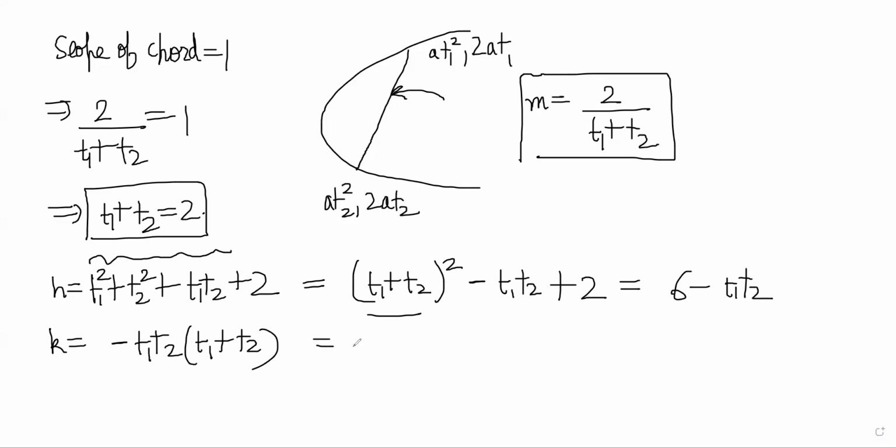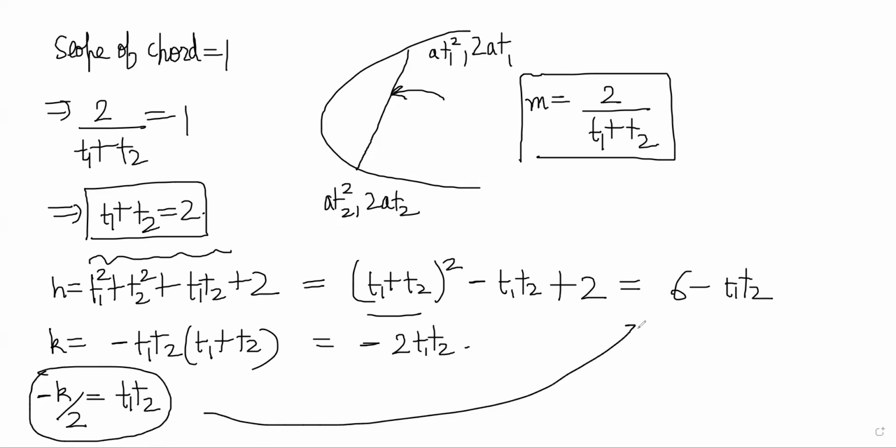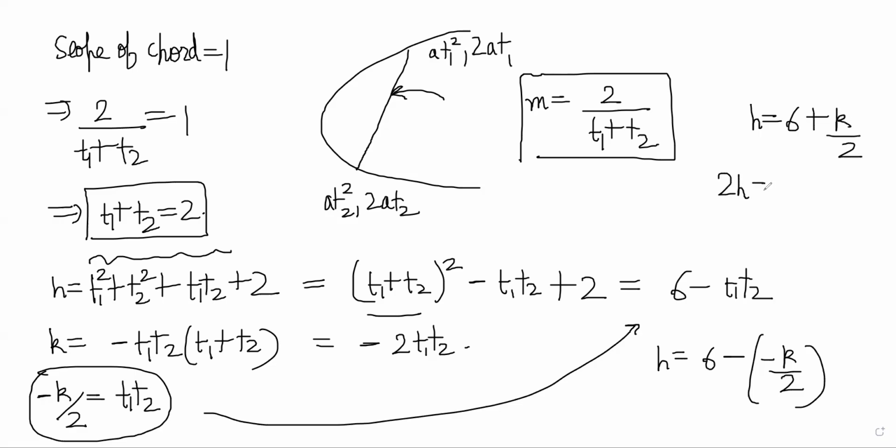And what is this expression? This is minus 2 times t1 t2. So obviously we get k by 2, negative k by 2 is t1 t2, and we can put that in this equation, and we get h is equal to 6 minus negative k by 2, right? So h is equal to 6 plus k by 2. So you get 2h is equal to 12 plus k. You get 2h minus k is equal to 12, and the locus required is 2x minus y equals 12.